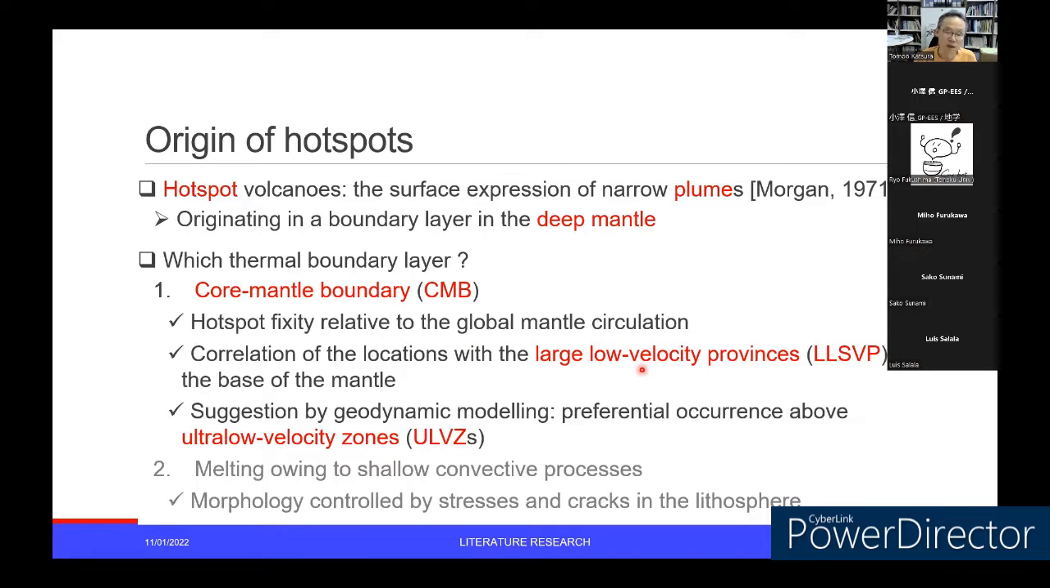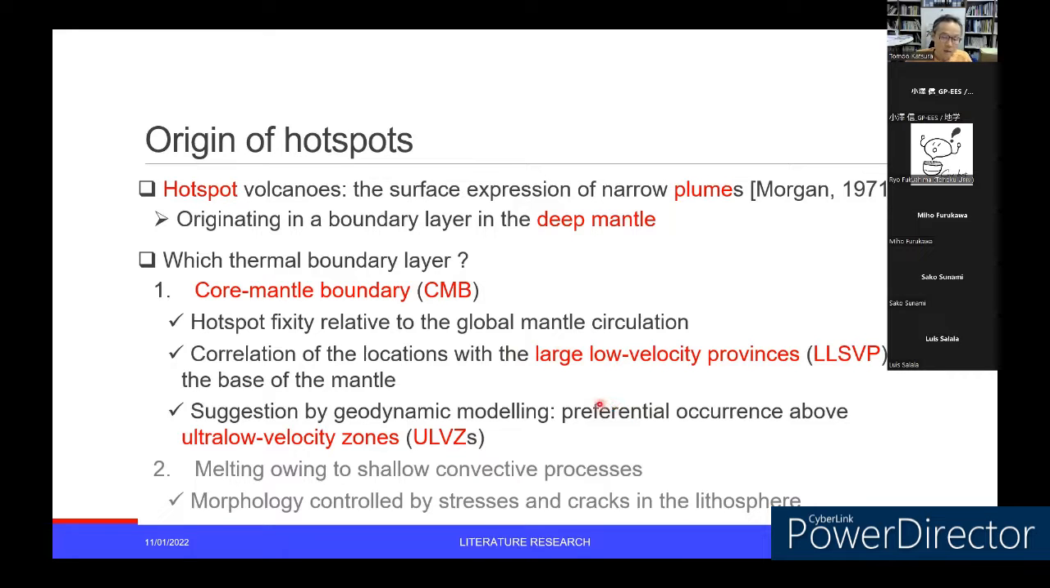Hotspot volcanoes are considered to be the surface expression of narrow plumes. This idea was first presented by Morgan in 1971, as I explain later. And they should originate in a boundary layer in the deep mantle. But then the question is, which thermal boundary layer are hotspots originating in? One idea is the core mantle boundary, CMB, because hotspots are fixed relative to the global mantle circulation. Therefore, geophysicists consider hotspots to originate in the deepest part of the mantle.